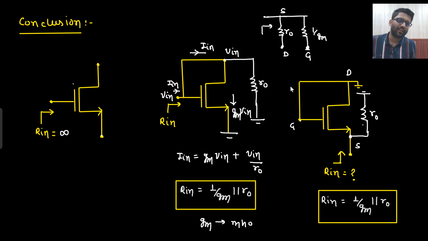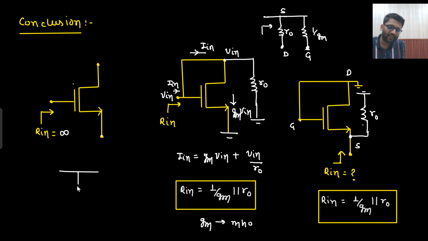So here I am calculating. Although the drain is grounded, the gate is also grounded. So from source to ground I can see 1 by Gm parallel with R naught, and this is what you need to find. What is my Rin? Rin is the resistance from here to ground.